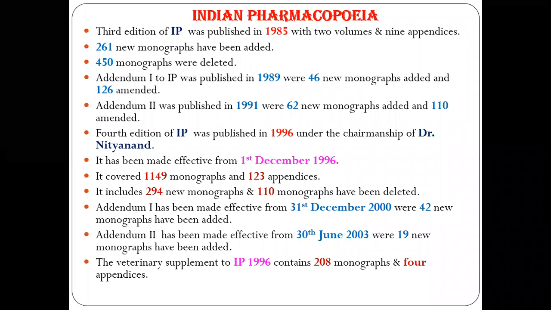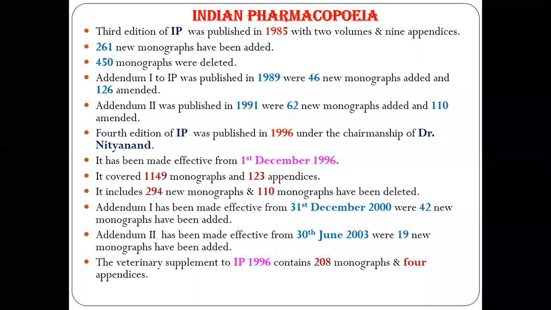When the number of drugs increased, we could prepare another book. So Indian addendums were prepared and published in this way. Then the fourth edition of the Indian Pharmacopoeia was published in 1996, under the chairmanship of Dr. Nityanand.